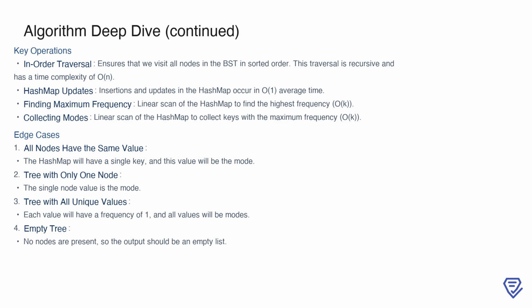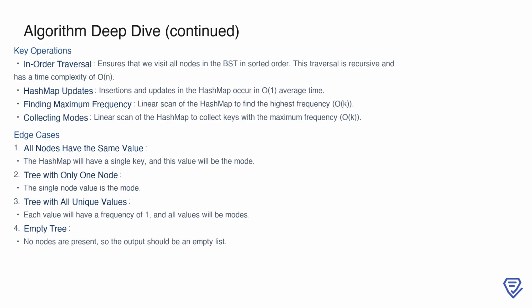Next, we perform hashmap updates, where we either insert new values or update the frequency of existing ones, both of which have an average time complexity of O(1). Finding the maximum frequency involves a linear scan of the hashmap, which is O(k), and collecting the modes requires another linear scan of the hashmap, also O(k).